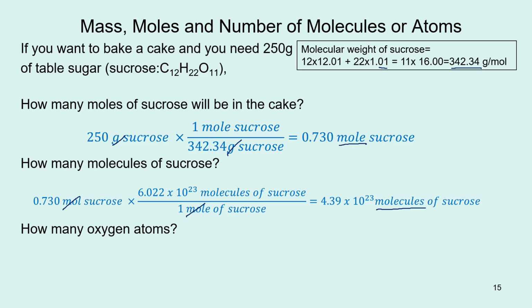How many oxygen atoms, if we're just counting from the sucrose, not worried about any other oxygen atoms in the cake, if I have 4.39 times 10 to the 23rd molecules of sucrose, how many oxygen atoms will I have? Some of you might get this right away, but others may need a little bit of thinking. Before I answer that question, let me ask you this.